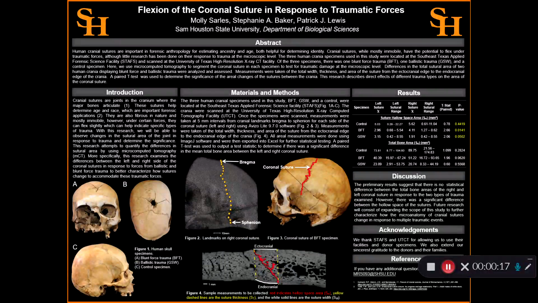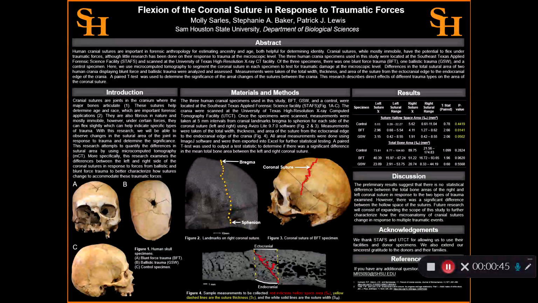Human cranial sutures are very important in forensic anthropology for estimating things like age, ancestry, and race, which are all important for determining the identity of a specimen. Cranial sutures, while mostly immobile, meaning they do not move, have the potential to flex under traumatic forces. Although little research has been done on their response to trauma at a microscopic level, we're going to be looking more into that today.